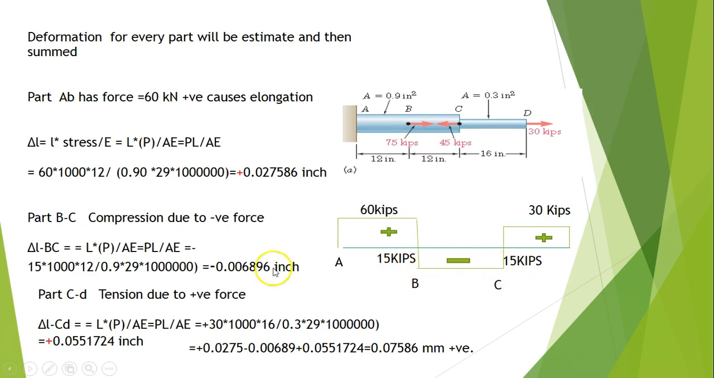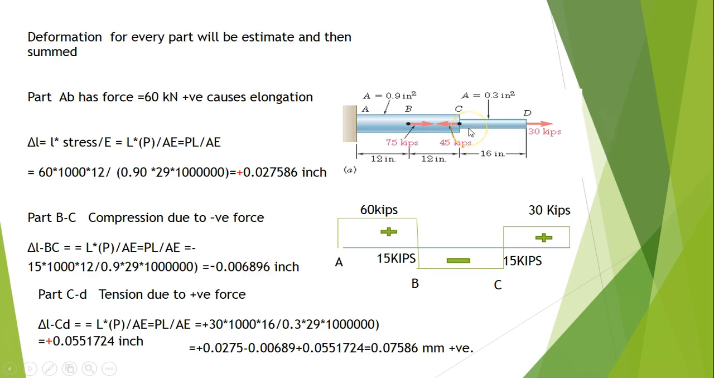And for the part BC, we have a net force, which is compression, equal to 15 kips all the way from B to C. So for the deformation of part BC, we'll utilize the same equation, PL over AE, but here the force is minus 15 multiplied by 1000, multiplied again by the length, which is 12 inch, divided by the area, which is still 0.9, divided by 29 multiplied by 10 to the power of 6. It will yield minus 0.006896, which is negative.